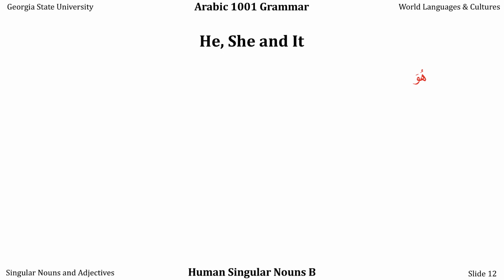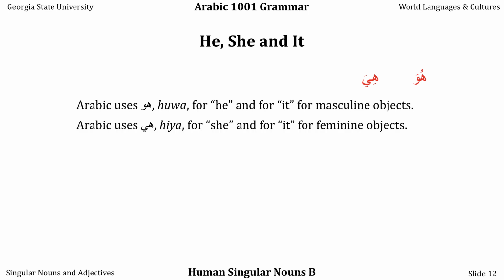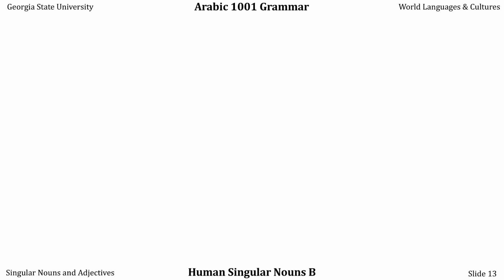Let's look at pronouns. Our pronoun for he or it is huwa. Our pronoun for she or it is hiya. Arabic uses huwa for he and for it for masculine objects. Arabic uses hiya for she and for it for feminine objects. Later on, and not now, you will learn that hiya can also mean they for plural objects. That will be the subject of Lesson 5.